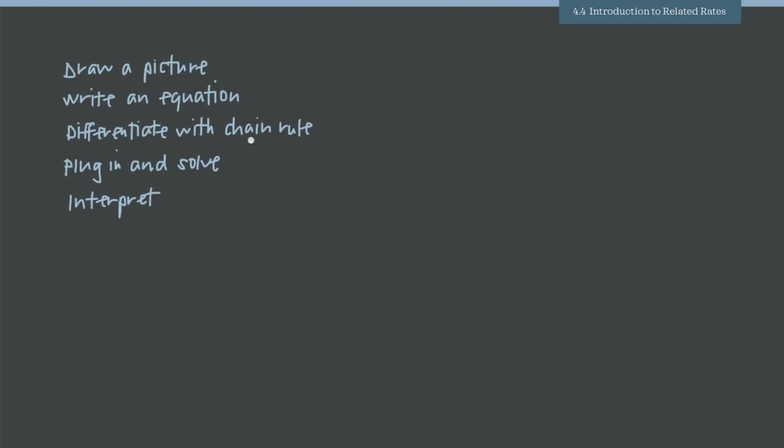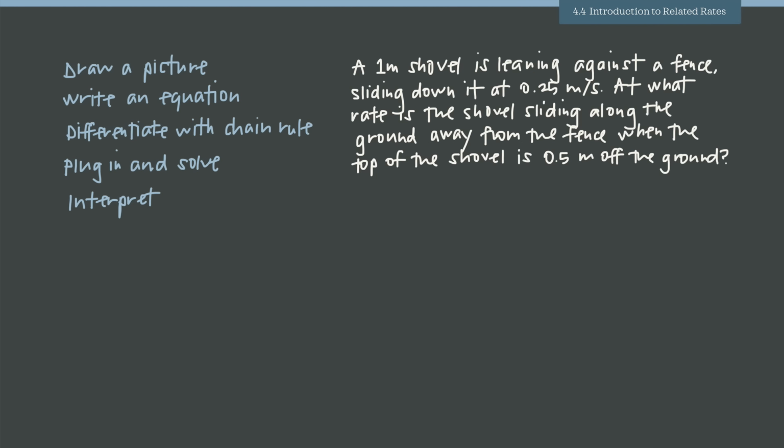Then we want to differentiate that equation using chain rule. Then we're going to plug in all the values we've been given and solve for the unknown that we're looking for. And then we need to be able to interpret our result. So we need to understand what our result means in context. So just to walk through these steps, let's look at an example.